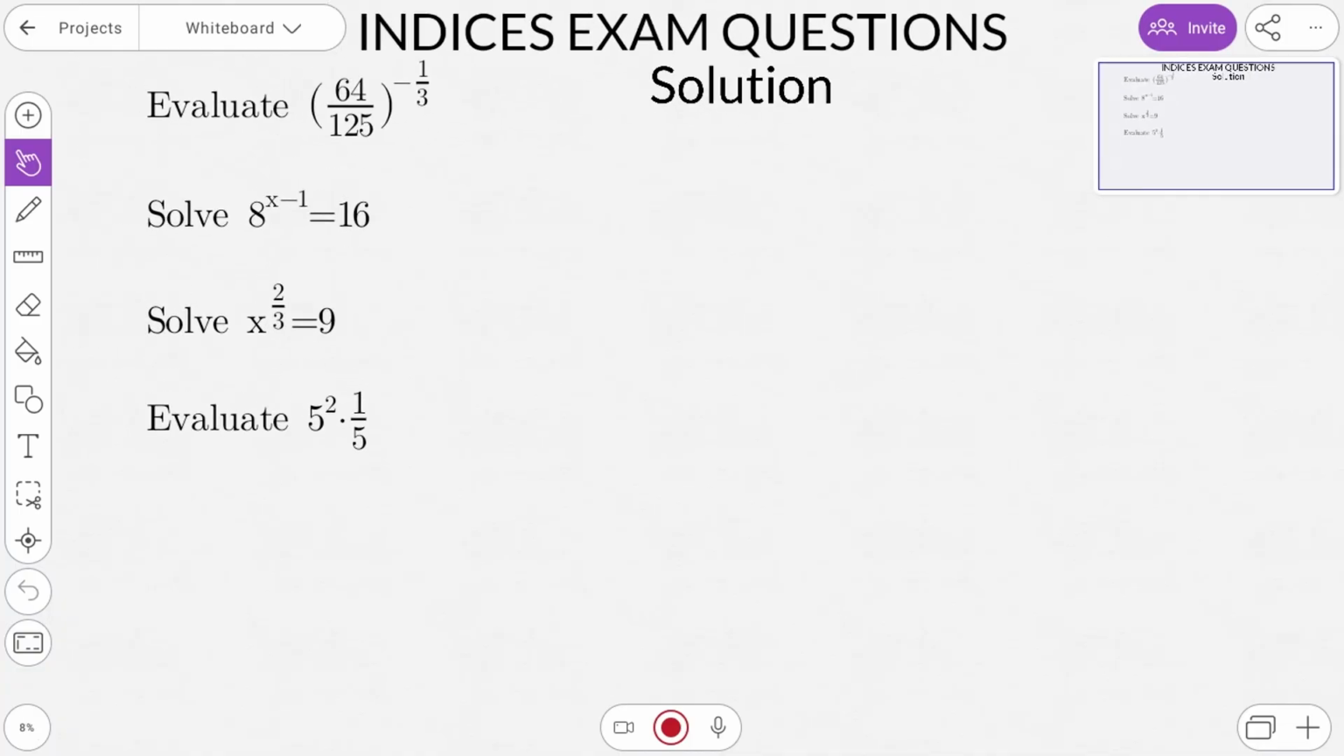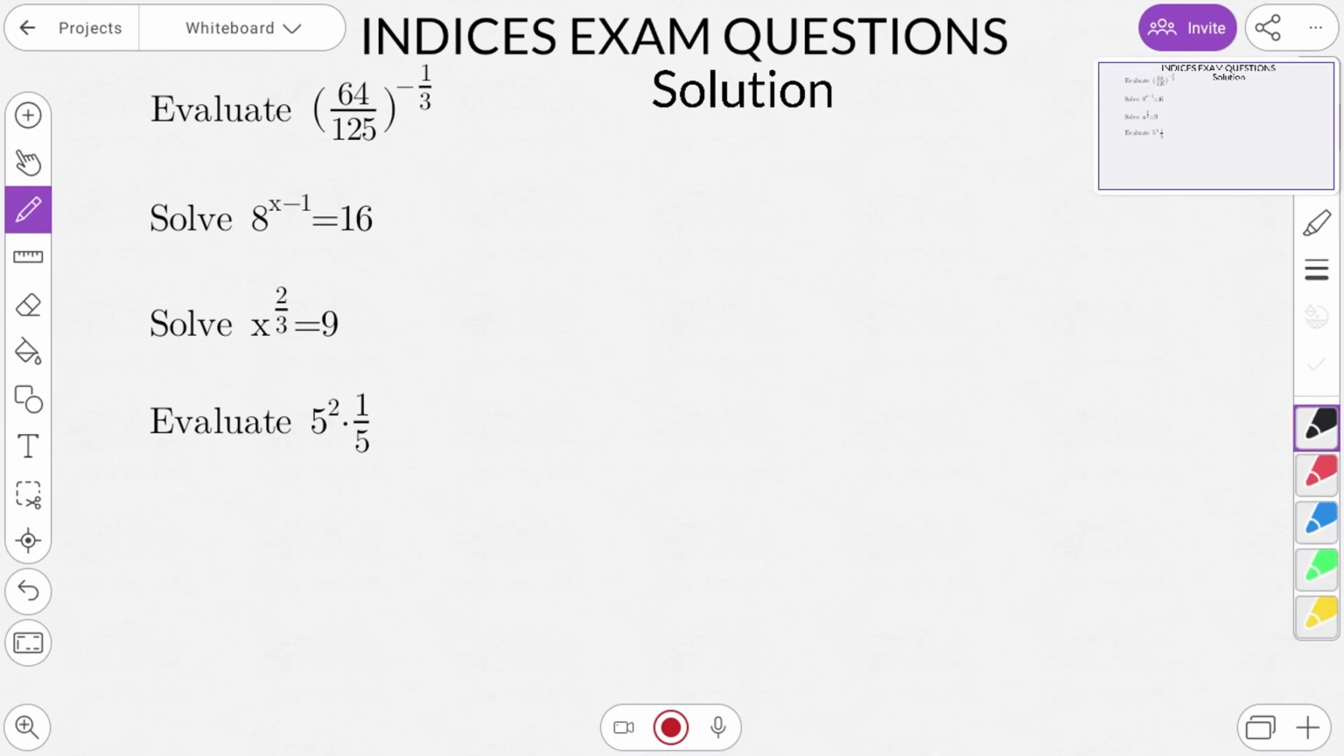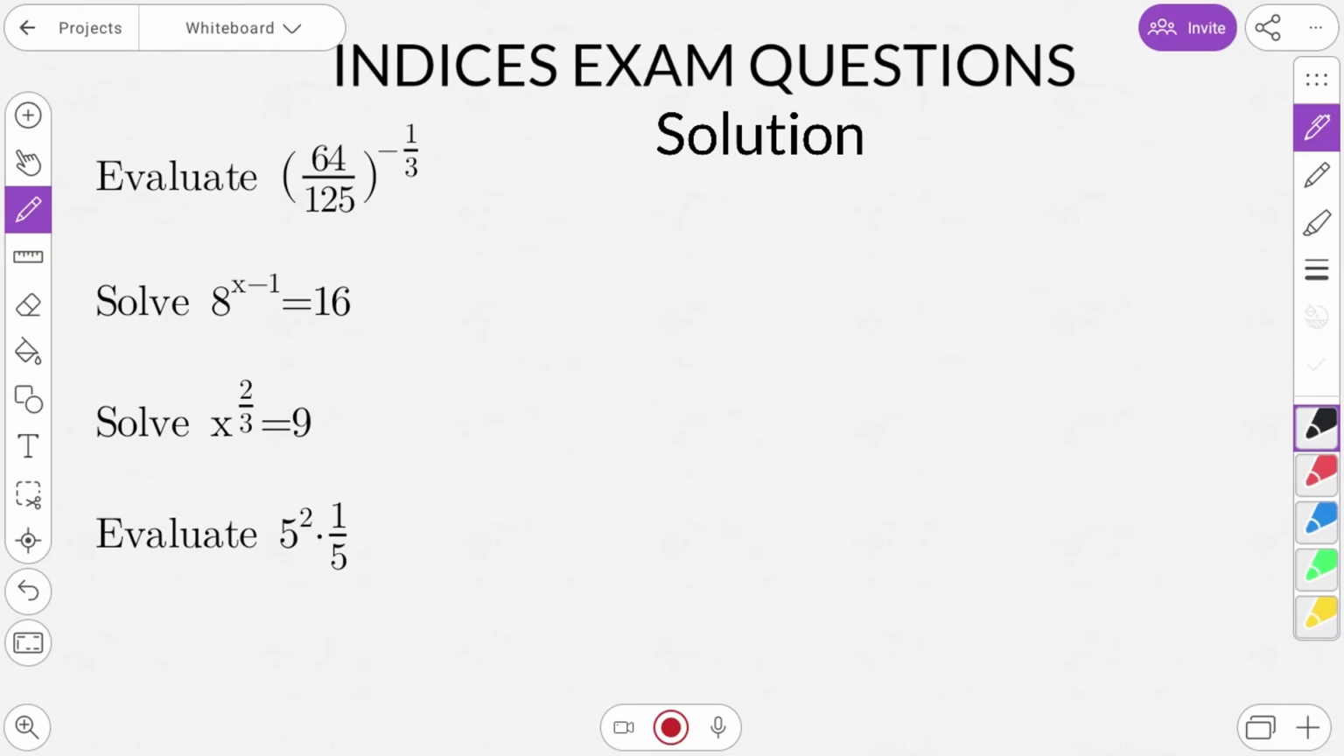So for the third question, we have x raised to an exponent of 2 over 3 equals to 9. So let me write it here. Yes, with this question, it's a bit tricky, so let's pay attention.